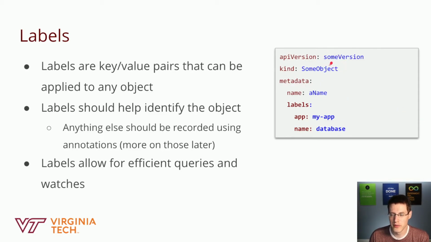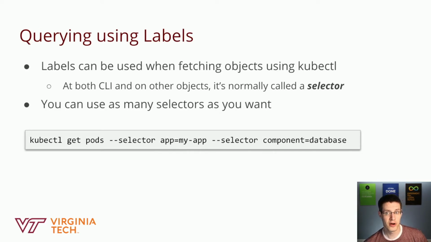So I've got some sort of object, it doesn't matter. I give it a name, and then labels as key value pairs. Okay, so the labels are part of the metadata for an object. And again, any object in Kubernetes supports labels. Okay, and then I can query using labels as well, especially using the kubectl CLI. Now this is called a selector. So anytime that you're using labels to select specific objects, it's a selector.